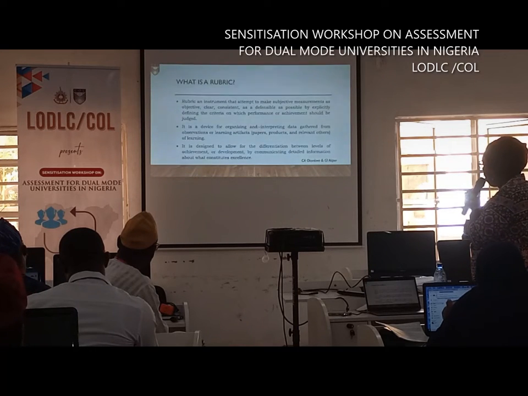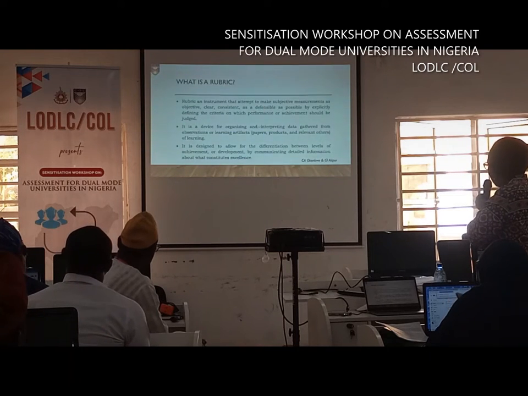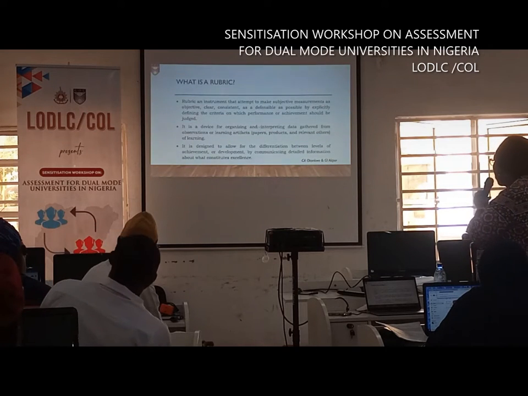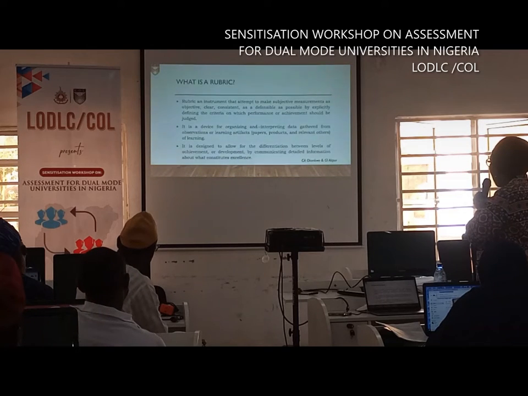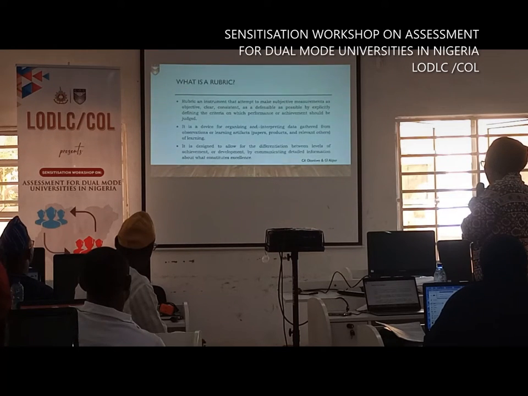Now, for us to score the authentic task, we must have a rubric. A rubric is just an instrument that attempts to make subjective measurements as objective, clear, consistent, and defensible as possible by explicitly defining the criteria on which performance or achievement should be judged. It is a device for analyzing and interpreting data gathered from observations or learning. It is designed to allow for the differentiation between levels of achievement or development by communicating detailed information about what constitutes excellence.